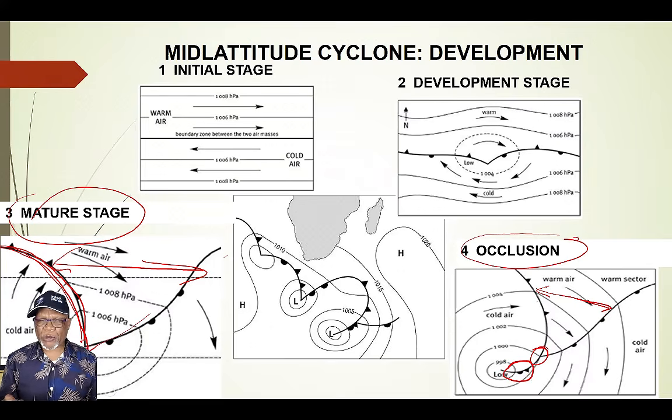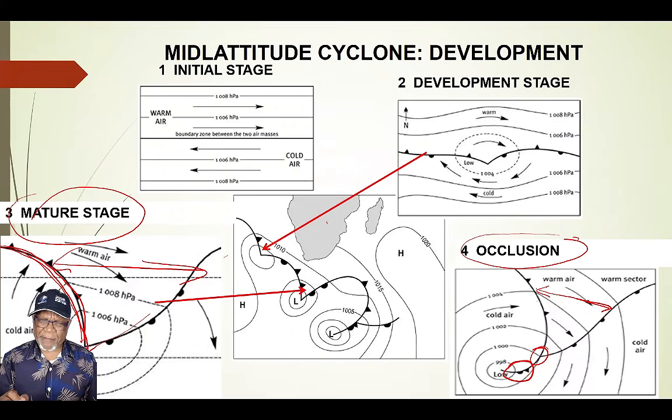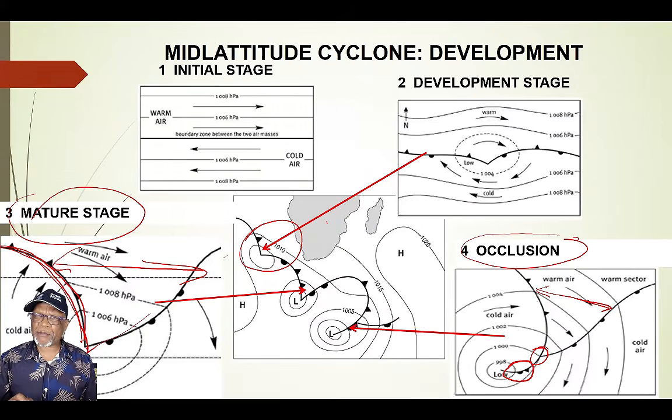And then what are we looking at here? Let's look at this diagram here. What do we have here? We have a mid-latitude cyclone in a development stage. We have another mid-latitude cyclone, which is now in the mature stage. We have another mid-latitude cyclone here, which is now in an occlusion stage. So you can say this one is a baby mid-latitude cyclone, this one is an adult mid-latitude cyclone, and this is an old mid-latitude cyclone.